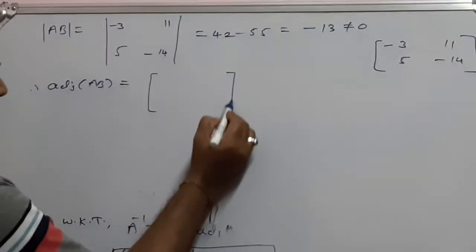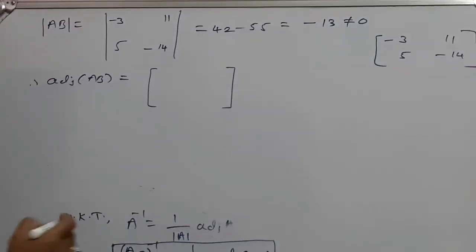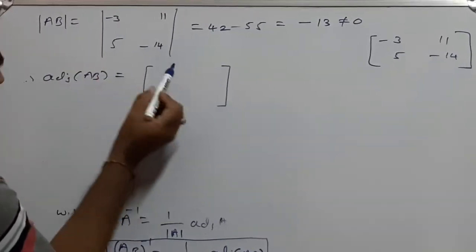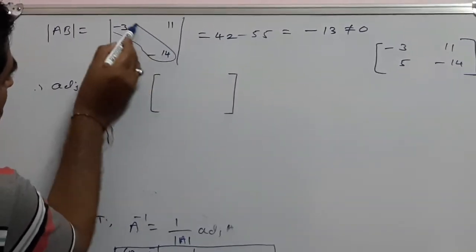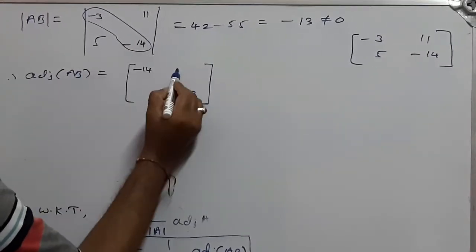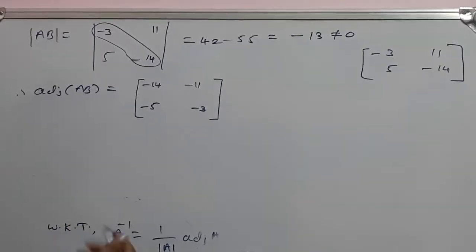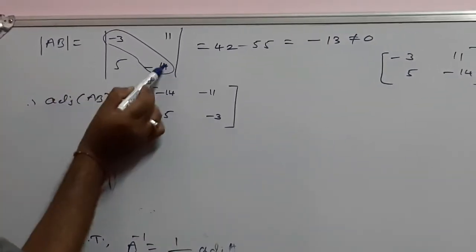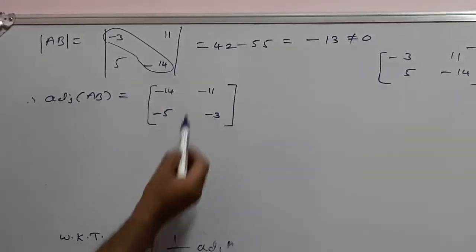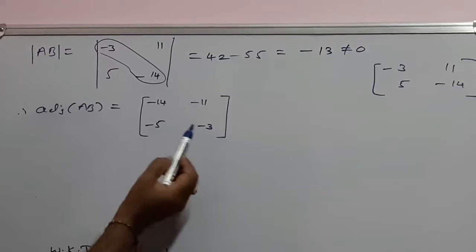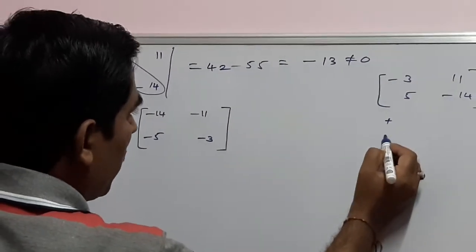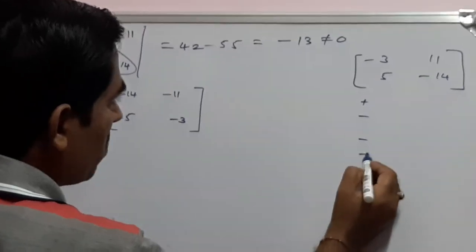I can write it directly. How can we write the adjoint for a 2 cross 2? Interchange these principal diagonal elements, that is minus 14 and minus 3, and you change the signs of the other elements, minus 11 and minus 5. You can verify it easily here: plus, minus, minus, plus.